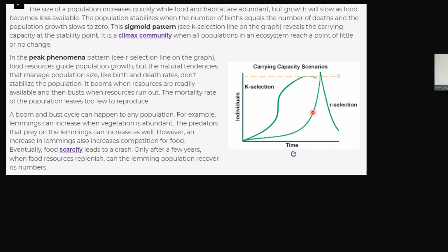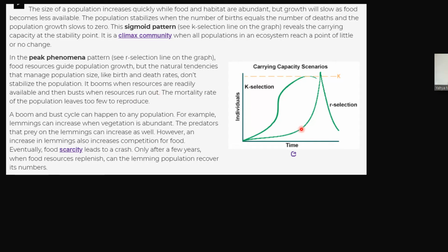When it comes to rabbits and lemmings and stuff like that, their numbers just shoot up very quickly. These kinds of creatures produce a lot of babies all at once, and they usually way overshoot, and then it just crashes back down. You see how it's crashing back down quickly, right? The number of rabbits crashes back down quickly. It's not just up and down slowly. It shoots up like a boom and then busts, crashes down very quickly. So it booms when resources are readily available and then busts when resources run out.